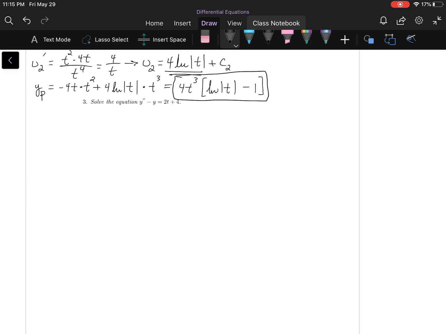Let's take a look at problem number 3 here. It asks us to solve the second order equation, y double prime minus y equals 2t plus 4. So now here we're starting from scratch. First thing I want to do is get the solution to the homogeneous equation. So first step, I've got r squared minus 1 equals 0, which means r is going to be plus or minus 1. And so I know that the homogeneous solution is going to be of the form c1 e to the negative t plus c2 e to the positive t.